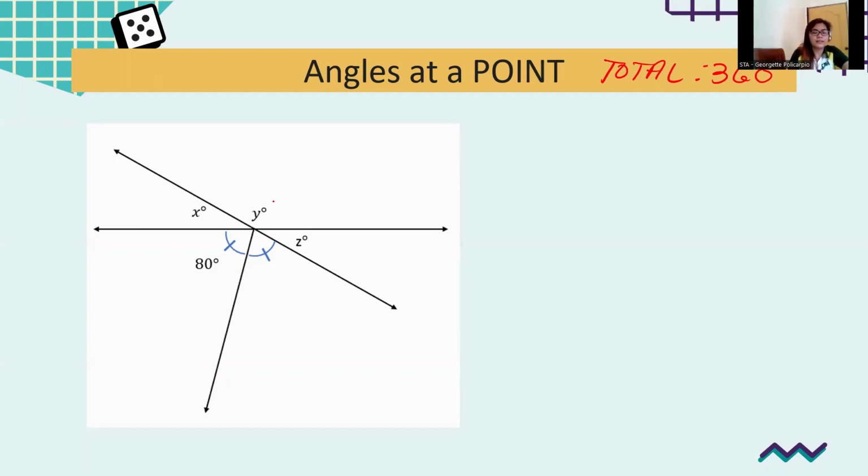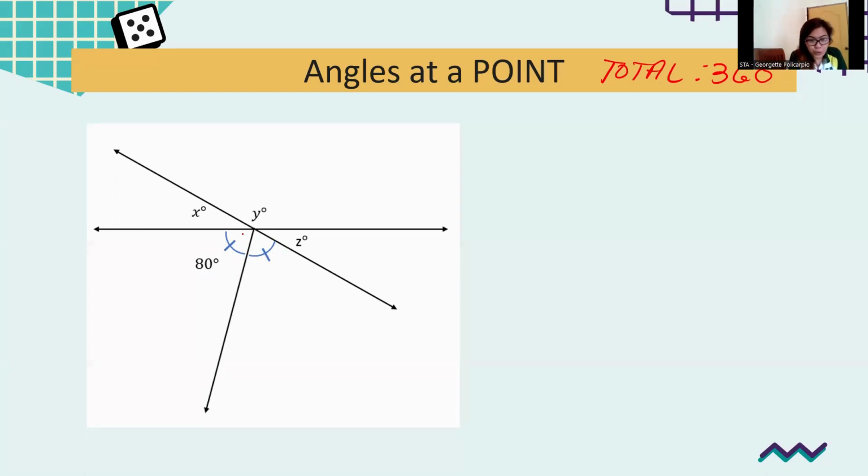Okay, so let us start. You see here 80 degrees, and meron siyang marking na similar with the other angle. So mapapansin nyo, curve, may markings na ganyan. Balikan natin, ano kaya yung ibig sabihin ng markings na ganon?